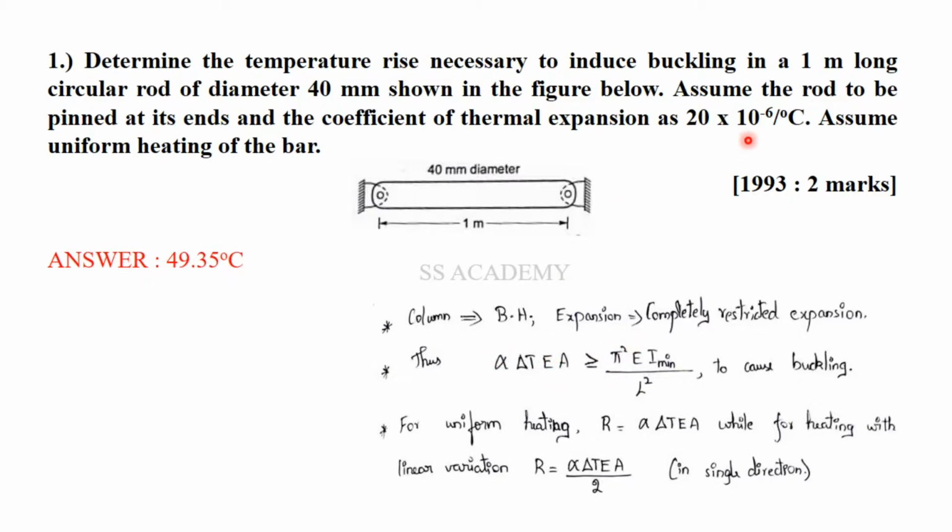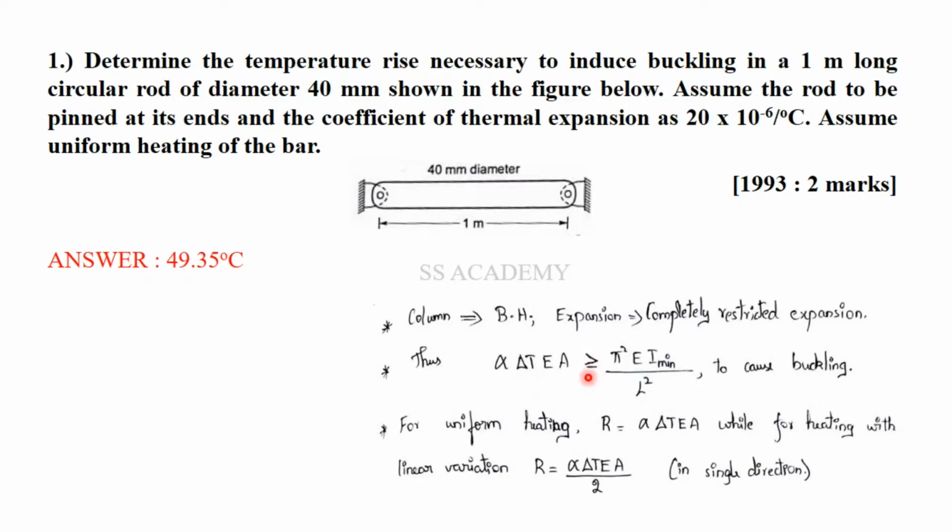So alpha is given as 20 into 10 power minus 6 per degree Celsius, and A, since it is a 40 mm diameter rod, will be pi by 4 d squared, and pi squared is there, and we know the length is 1 meter. I minimum for a circle, with respect to both the x axis and the y axis, is constant: pi by 64 d power 4. So just by substituting all these values, you can get the temperature rise.